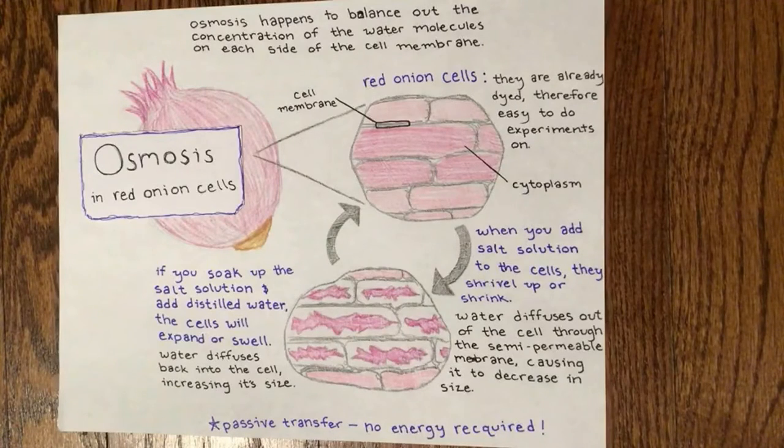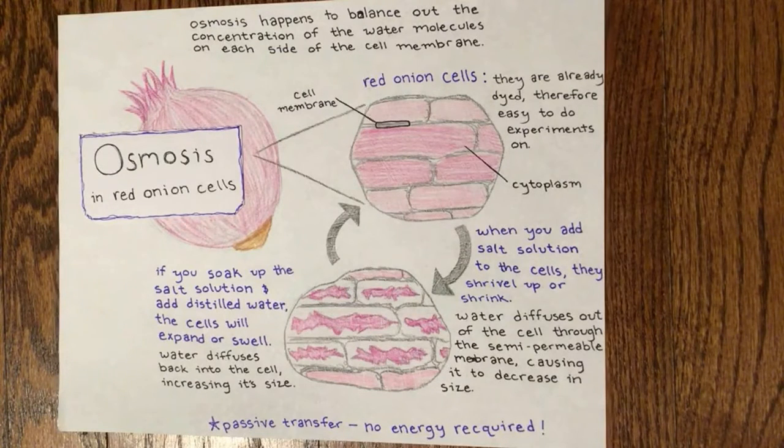Hey, it's Kaylee, and I'm going to be talking about osmosis in red onion cells. So, osmosis happens to balance out the concentration of the water molecules on each side of the cell membrane. This is an act of passive transfer, and there is no energy required in this process. Shown for you are red onion cells with their cell membrane and their cytoplasm labeled.